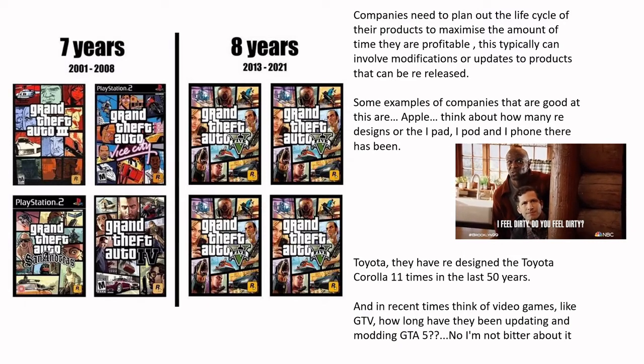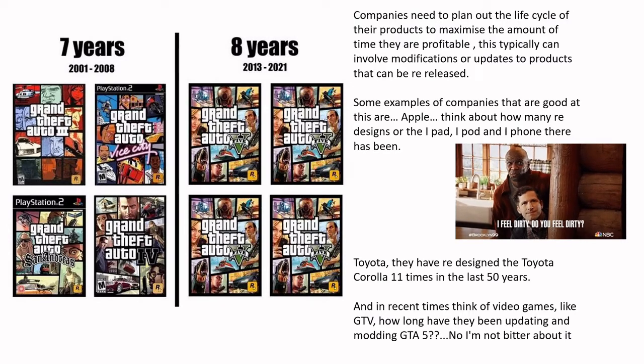Another company that's known for doing something like that quite well is Toyota. They've redesigned the Toyota Corolla 11 times in the last 50 years, and it just keeps continuing to be used quite a lot. In recent times, it happens quite a lot digitally with things like video games, where they bring out updates, such as on Grand Theft Auto. If you look at the images, we're still on Grand Theft Auto 5, which came out in 2013. That's still the most recent one, and they keep giving updates to it.